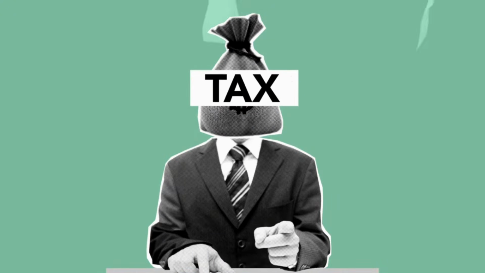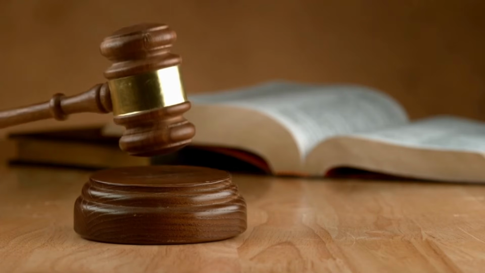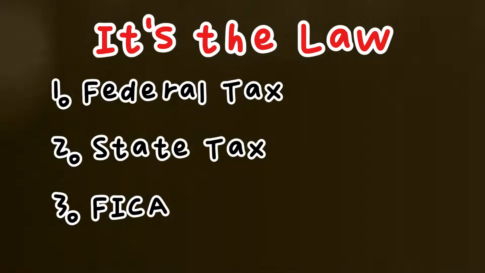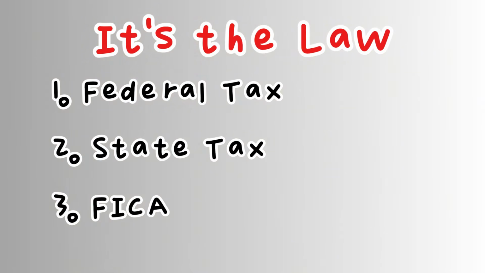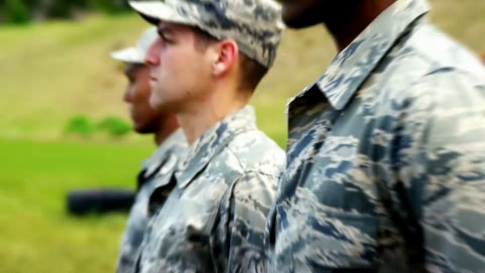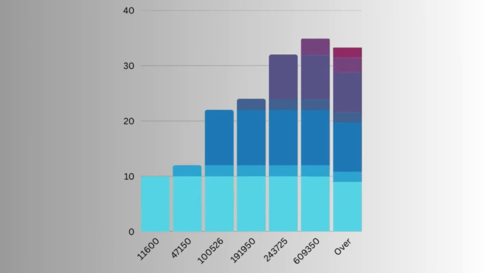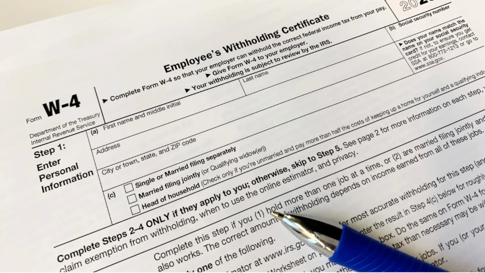Let's look at the deductions and what they mean. Deductions are taxes and anything else taken out of the gross pay. Most are required by law and some things you choose. Here are 3 main deductions required by law. Federal tax. This is the tax that goes to the United States government to fund things like the military, national parks, and roads. How much you pay in taxes will depend on how much you make and what you filled out on your W-4 form.